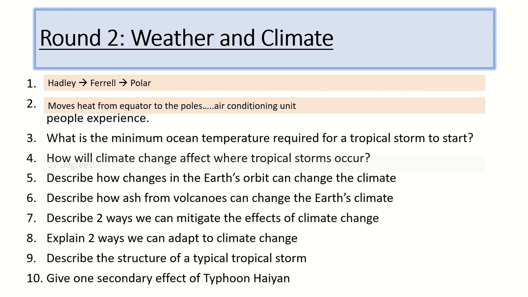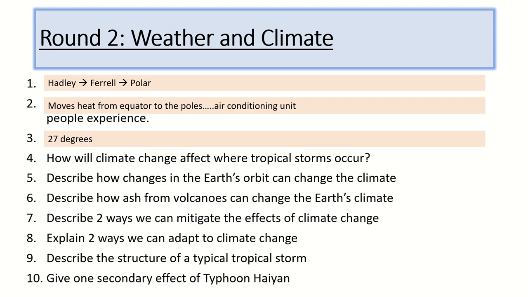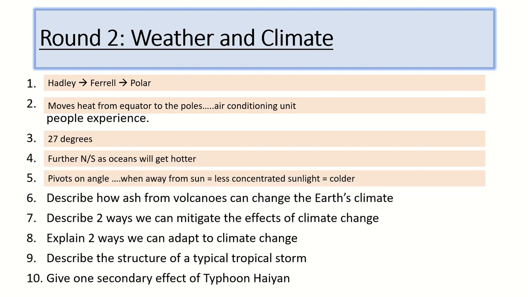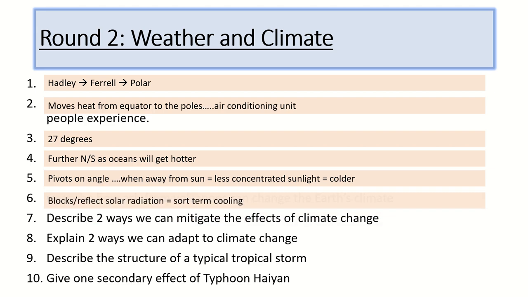The minimum ocean temperature is 27 degrees C. Climate change will mean that they occur further north and south. Storms will get more frequent and more intense. Orbital cycles, you might want to look these up, is where the Earth pivots on an angle, and when it's further away from the sun, there's less concentrated sunlight, so it's colder. The ash from volcanoes can block or reflect solar radiation, which actually causes short-term cooling. But on the flip side of that, all the sulfur dioxide and CO2 they release can cause long-term warming.